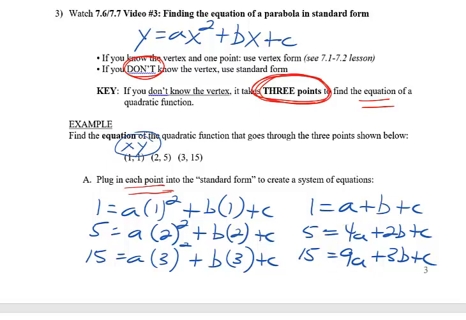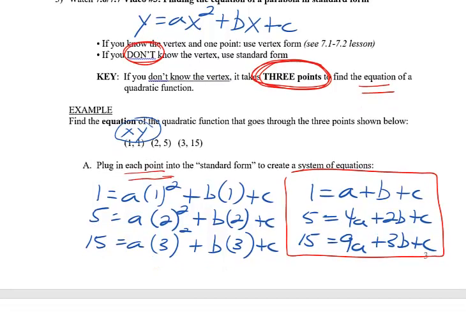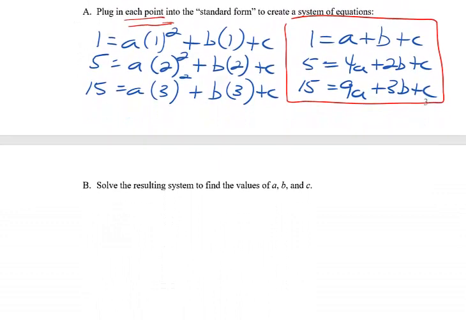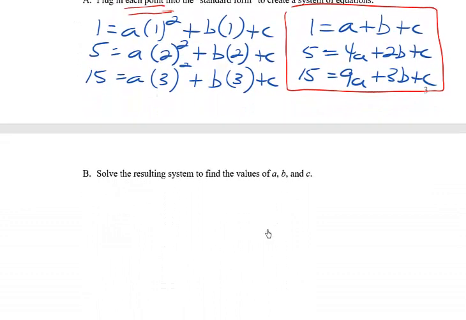Okay, take a look at what we have now. Hopefully this looks very familiar to you. This is a system of 3 equations with 3 unknowns. It's a 3 by 3 system. Instead of x, y, z, it's a, b, c, but other than that, it's exactly the same. So the next step is simply to use the algebra that we came up with earlier in this lesson to solve this system for a, b, and c. Once I have a, b, and c, I can write down the equation of my parabola.